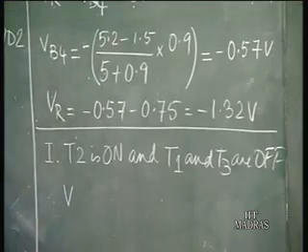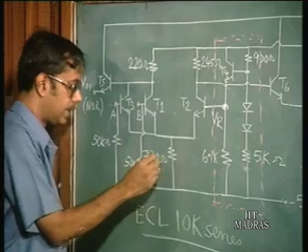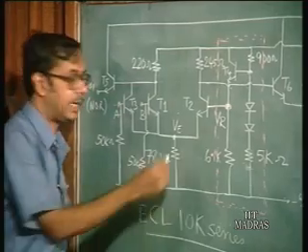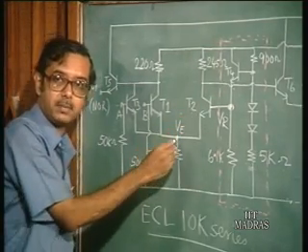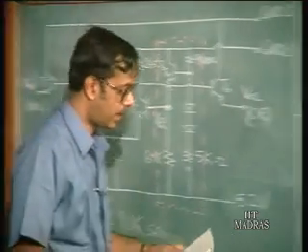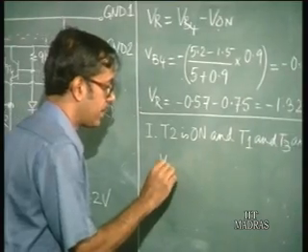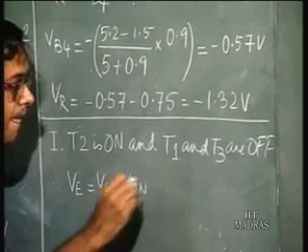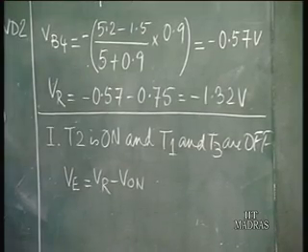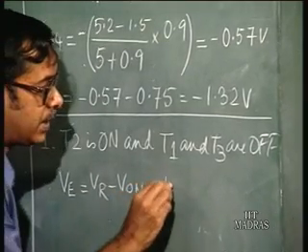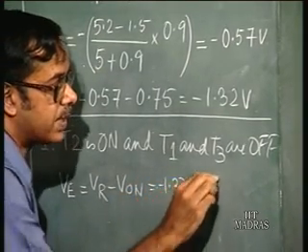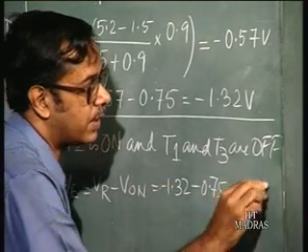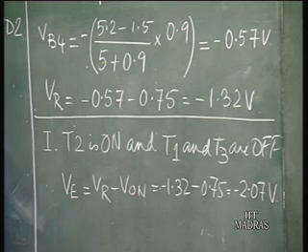So, what is the value at this point? We call it VE, that is the emitter voltage, the common emitter point of these transistors. When this is conducting, VE is equal to VR minus V on. So, that gives us minus 1.32 minus 0.75, which is equal to minus 2.07 volts.